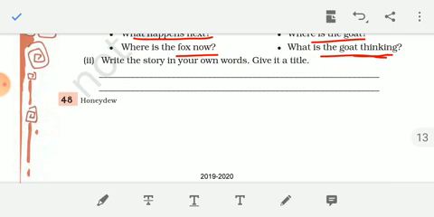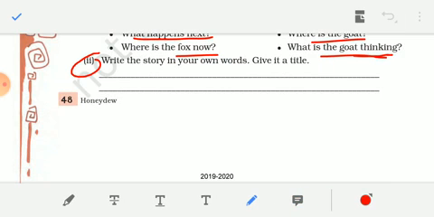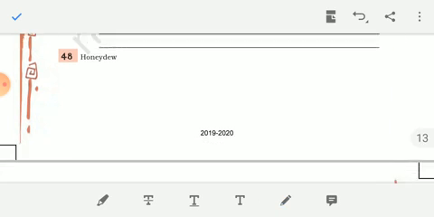Main thing is here, question number 2. Okay, question number 2: write the story in your own words, give it a title. Now my dear students, you need to write a story, and you have to give a suitable title or name of the story. Okay, now how will you begin?